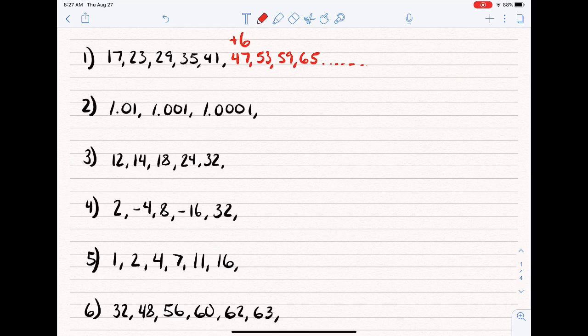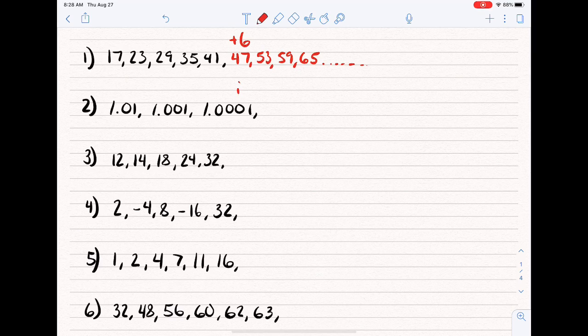Okay, pretty simple. The next one says 1.01, 1.001, 1.0001. Now this one is less mathematical. There is a formula I could set up, but really, if you showed this to anybody, they would just say you're putting in another zero there. I wouldn't use the words "you're adding a zero," because to add zero is to add nothing. But I could say, less mathematically, you're inserting a zero, and I think that would be okay.